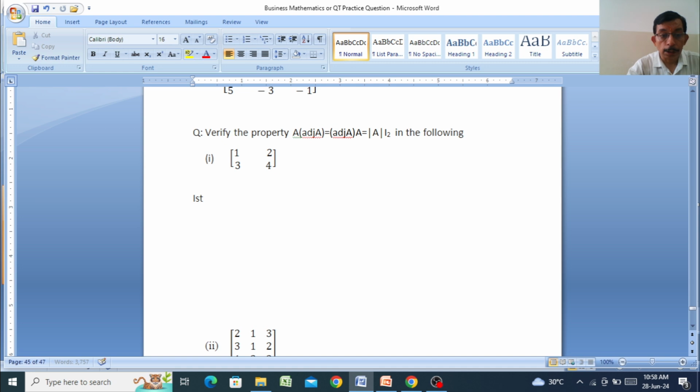First we find the cofactor of the given matrix. There are how many elements? 4 elements. Then there are 4 cofactors. First cofactor is C11.